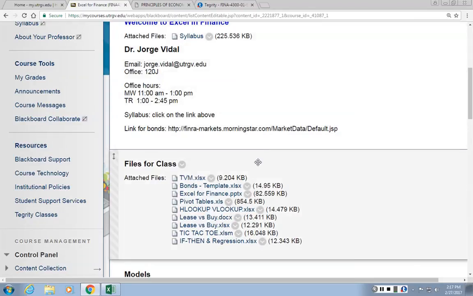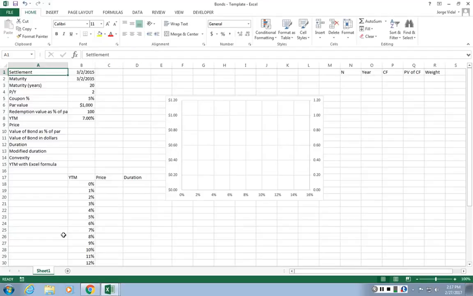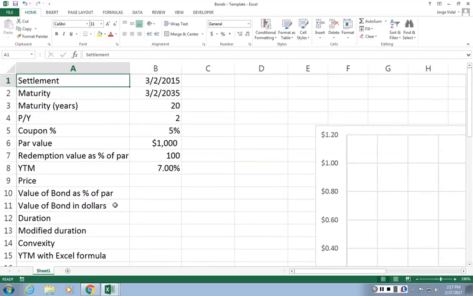So if you can please open this bonds template file in Blackboard. I preloaded the template with some numbers so we can do some calculations. I didn't bring my financial calculator, but if you have a business calculator, they actually have a bond menu. And when you have a bond menu, you can input dates.